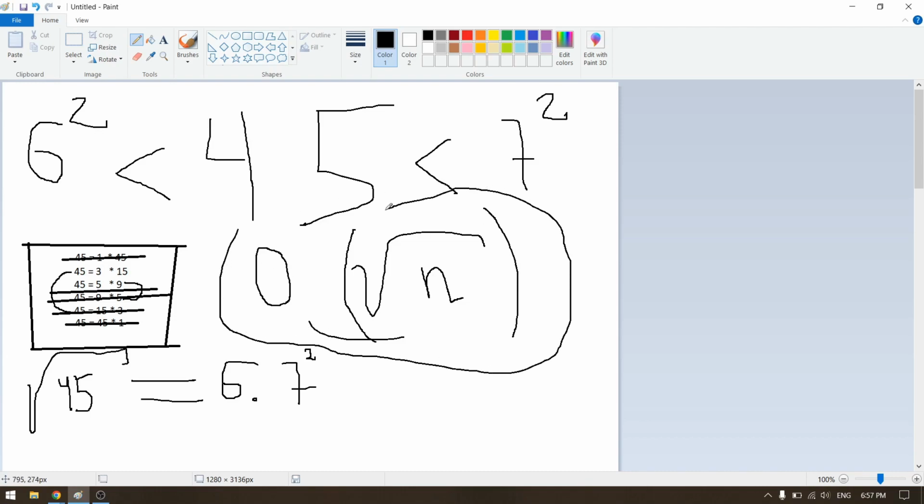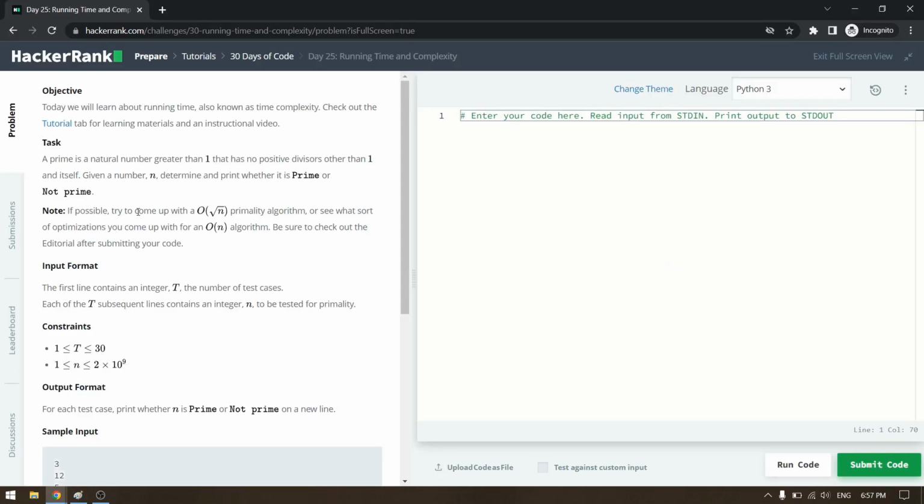So we will come up with this complexity, square root of n. It will be really great because the problem suggests a square root of n complexity, so it's not mandatory, but we are doing this in square root of n complexity.